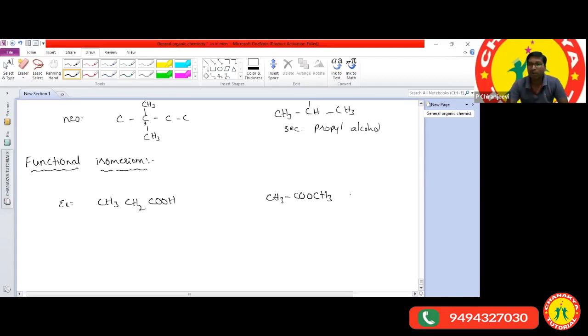While coming tomorrow, please all of you go through the IUPAC nomenclature rules and regulations and the functional groups we discussed. Just go through that and then you can come, because for functional group isomerism you have to know the difference.